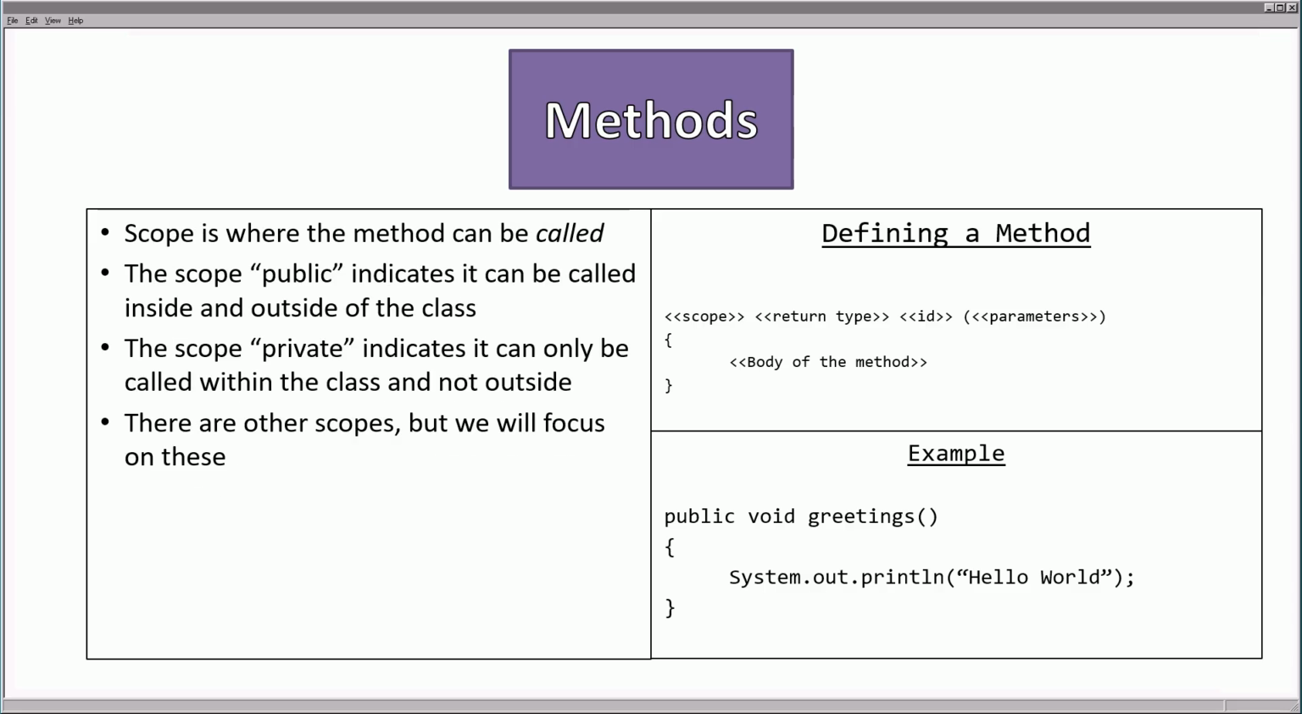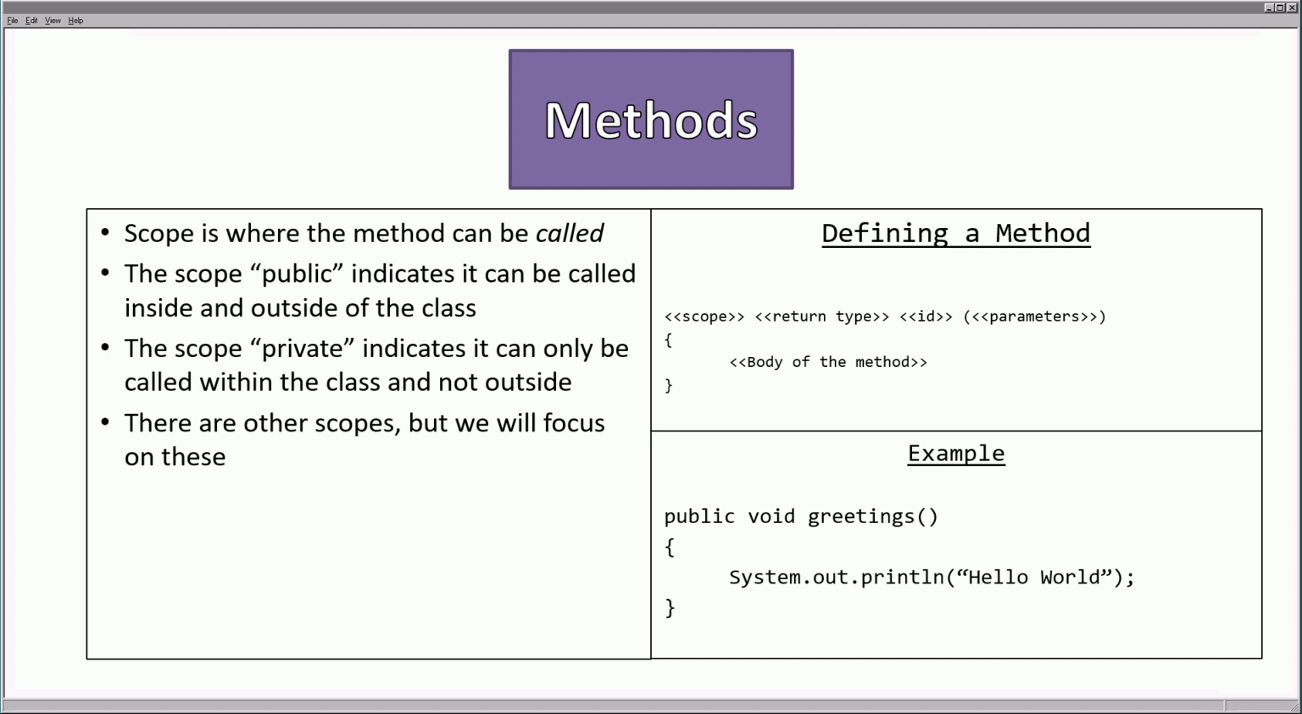First, let's take a look at scope. This is where the method can be called. If the scope is public, this indicates that it can be called inside and outside of the class. As you can see here, this is an example of a public scoped method, so this can be called within the class, or it can be called by a different class itself. Now, another type of scope is called private, and this indicates that it can only be called within the class and not outside of it.